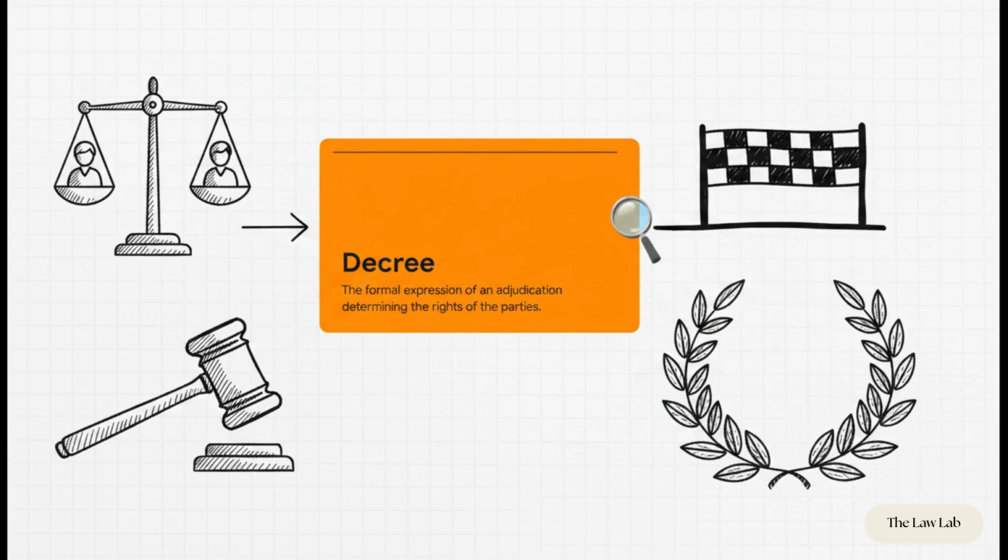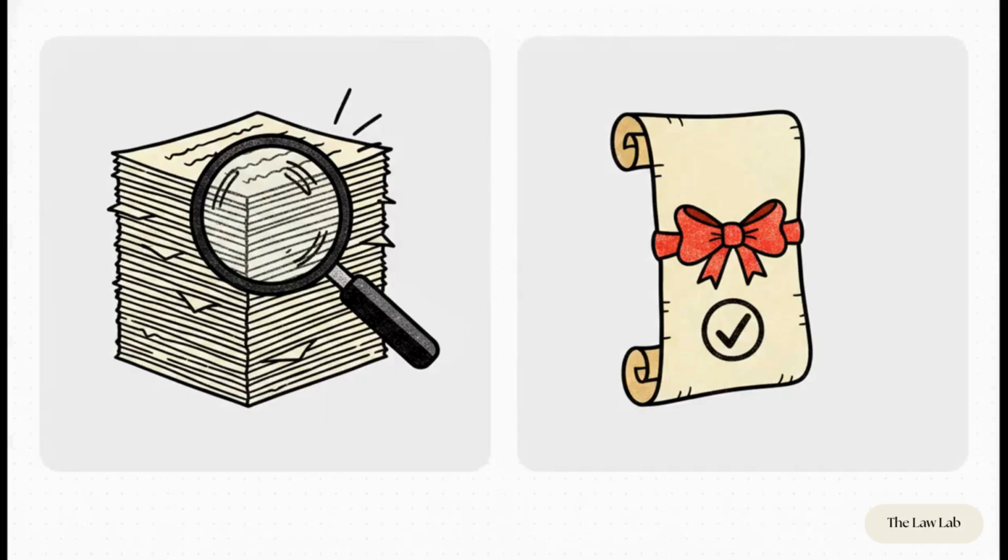When the court decides who wins and who loses, they issue what's called a decree. This is the finish line, guys. The decree is the formal, legally binding document that conclusively determines the rights and liabilities of absolutely everyone involved in that specific dispute. Now, you'll often see people confusing a judgment and a decree, but let's keep it super simple.